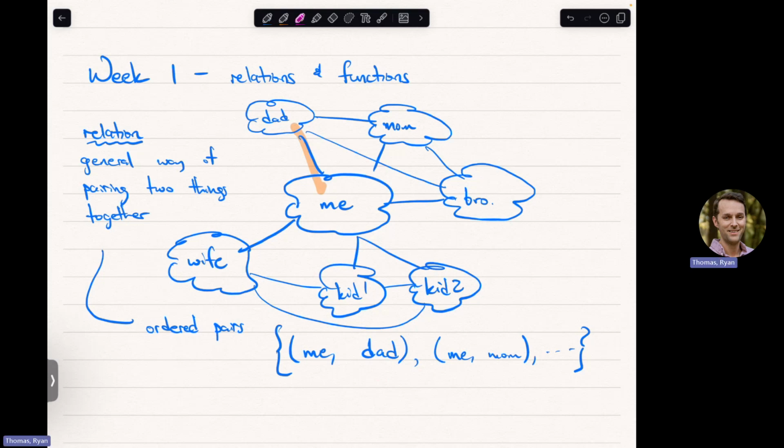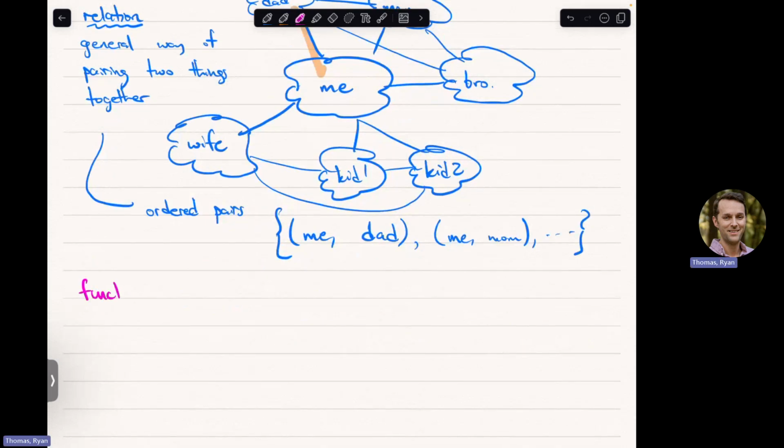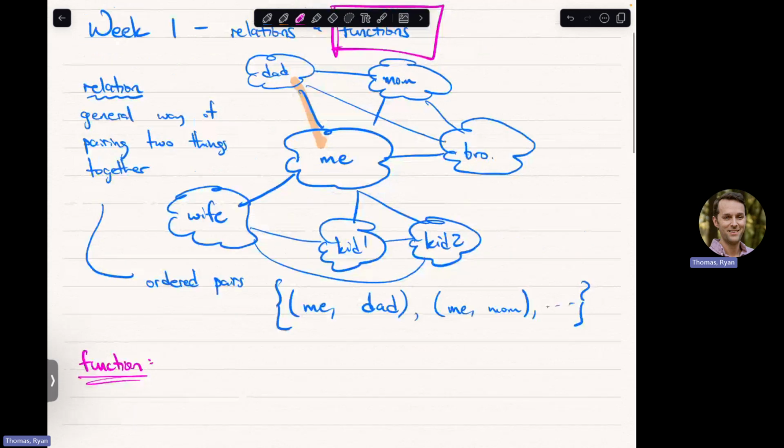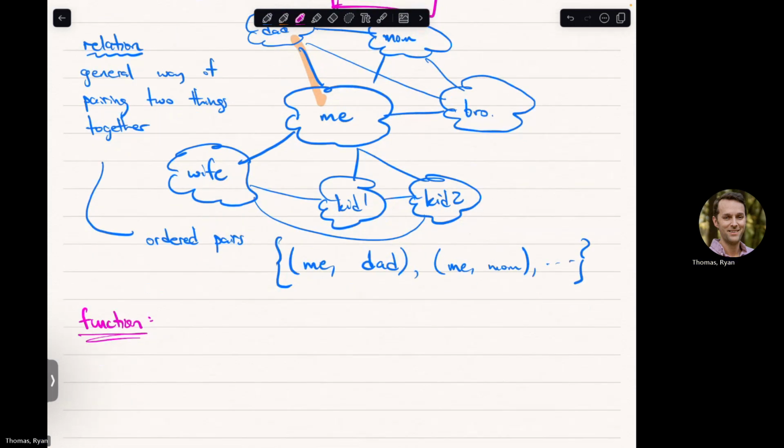Now, a function takes this idea and cuts it down a little bit to be a little more specific. For a function, we want to take this same idea and look at how things are paired together, but in a way so that I can almost think of it like a question. So, for example, I could say something like, who is your mother? I mean, biologically here.